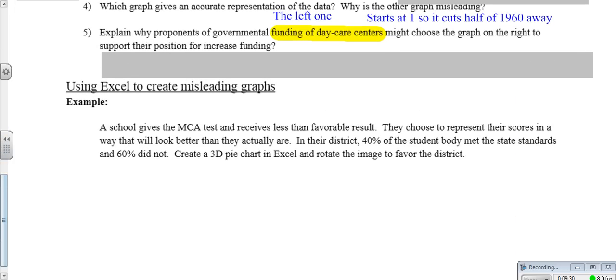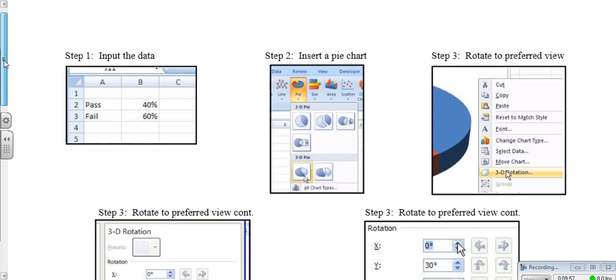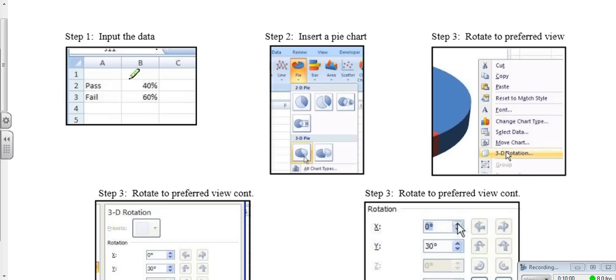Now I want to give you an example here that I came across. A local district had poor test results one year. And the district said 40% of the student body met the state standards, 60% did not. Now that's not a big deal, okay, in terms of, I mean, it is a big deal, but when you represent the data, you can change how that looks pretty easily, and they did. I created an Excel document to show you how they did this. I put the data in, pass 40%, fail 60%.